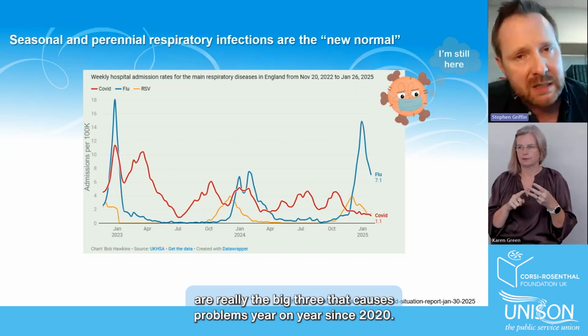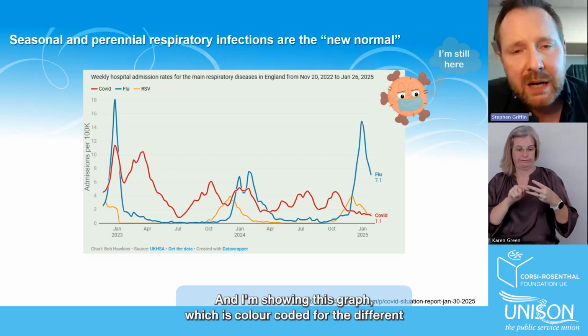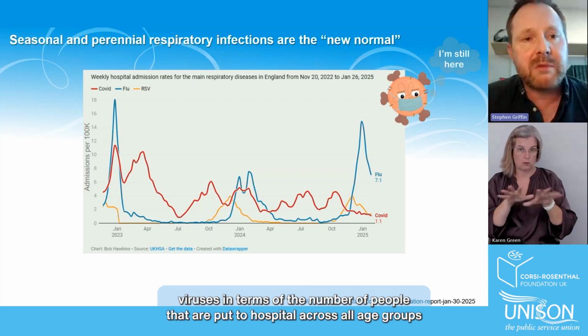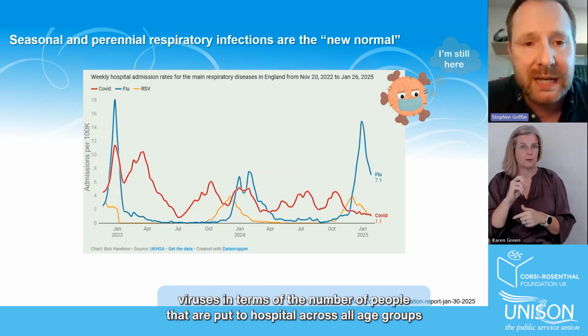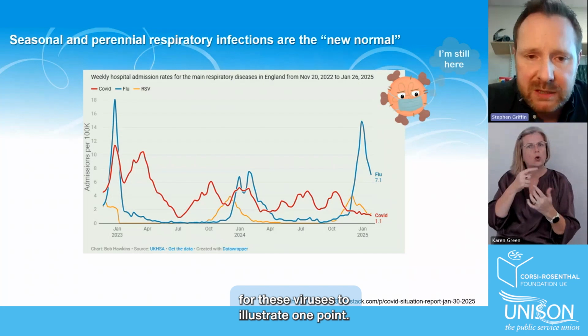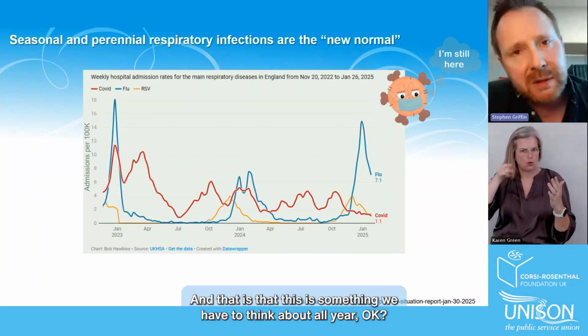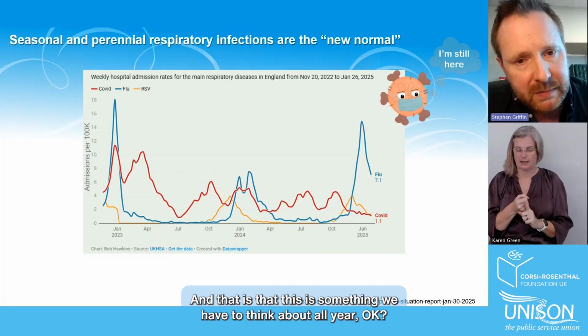since 2020. And I'm showing this graph, which is color-coded for the different viruses in terms of the number of people that are put into hospital across all age groups for these viruses, to illustrate one point. And that is that this is something we have to think about all year, okay?